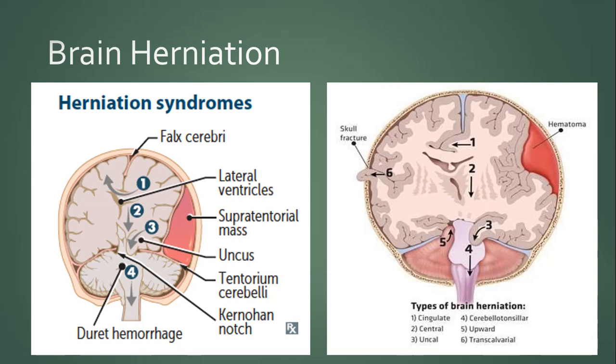Number five, that can be the upward herniation if there is large posterior fossa or infratentorial mass with sudden release of the CSF. Then there can be the number six. It can be a transcalvarial herniation through the skull fractures. So these are the different types of brain herniation.